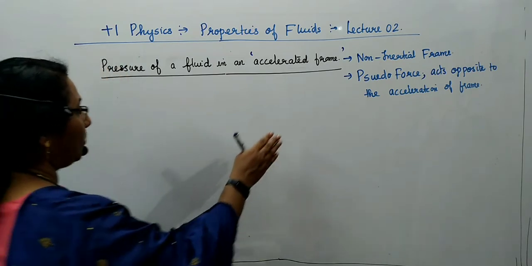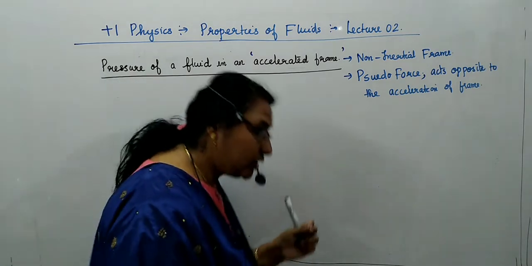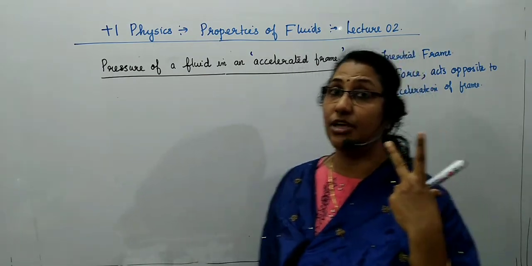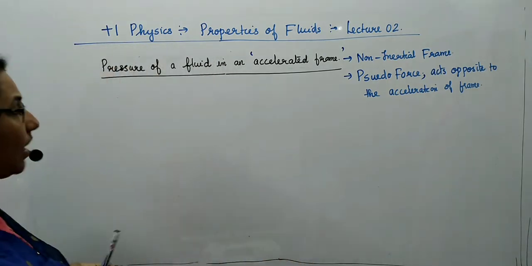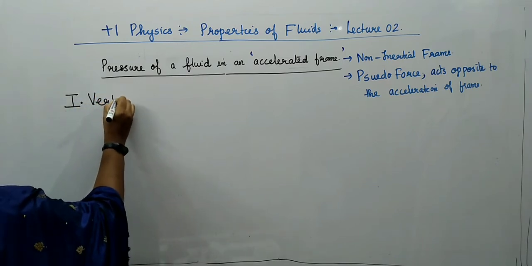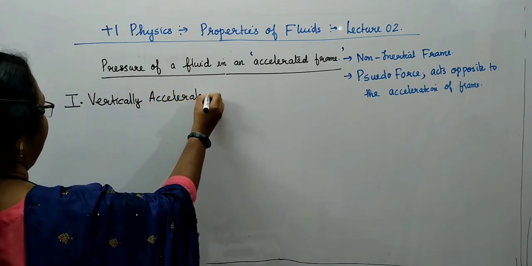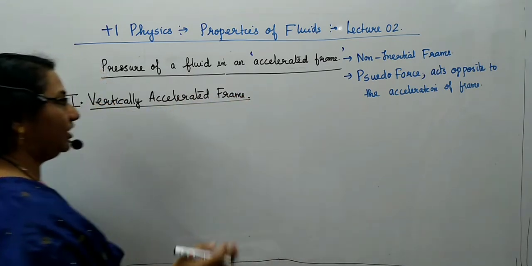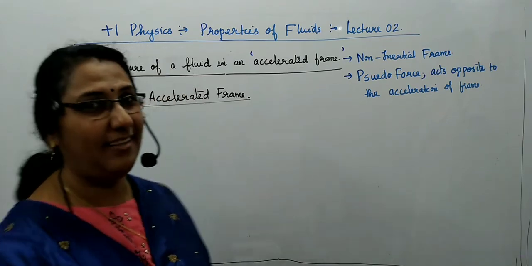So this much we must understand about an accelerated frame. What is an accelerated frame? It is a non-inertial frame where a pseudo force always acts, and the pseudo force always acts opposite to the acceleration of the frame. Clear? Now, suppose we have taken a vertically accelerated frame. In laws of motion, we have taken a vertically accelerated frame named as lift. Do you remember? Yes, lift.